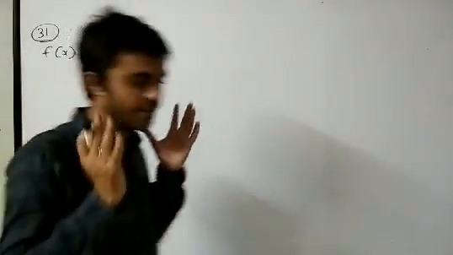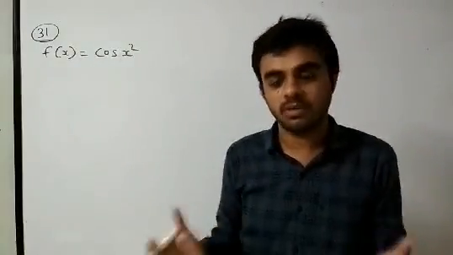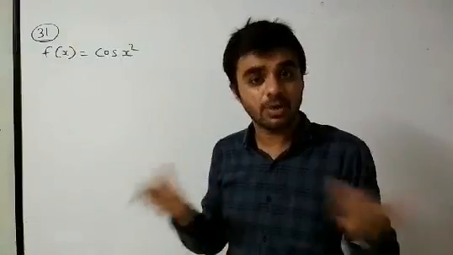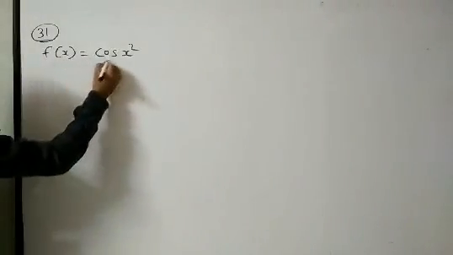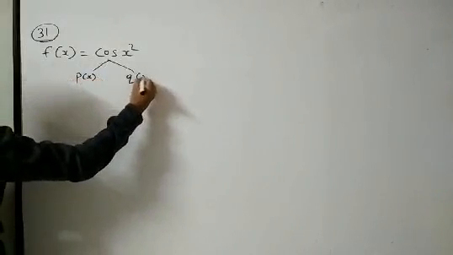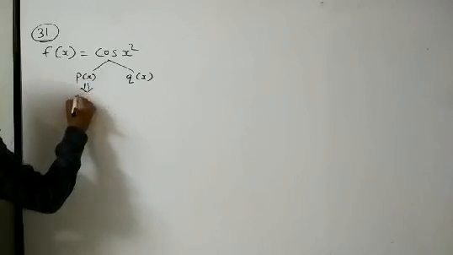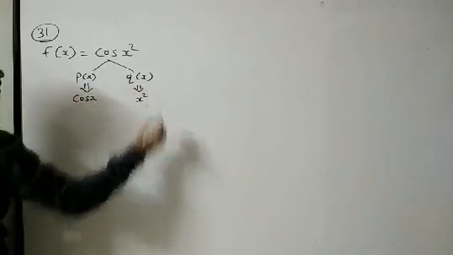See, in one function there can be more than one function. There can be two functions also, there can be three functions also. So how? This f of x, we will divide it into two functions. Let p of x be cos x and q of x is equal to x square.